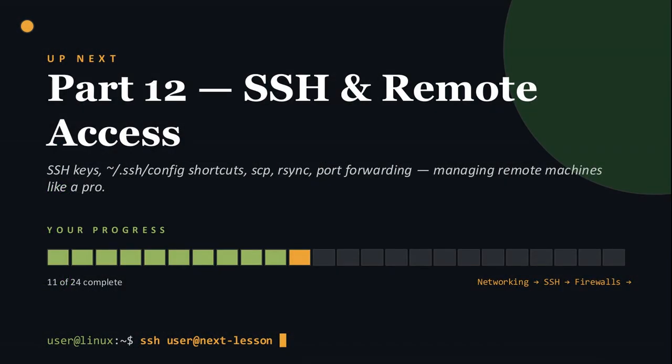And that brings us to the natural next step. In Part 12, we'll move from looking at the network to actually working across it, using SSH to log into remote machines, setting up keys so you're not typing passwords, building shortcuts in your SSH config, and moving files around with SCP and rsync. You're 11 lessons in and well past the basics now.